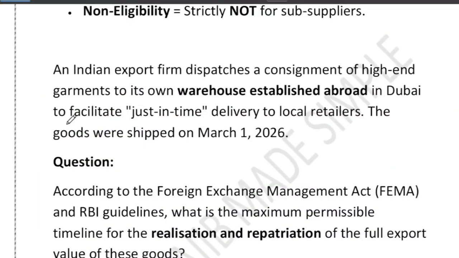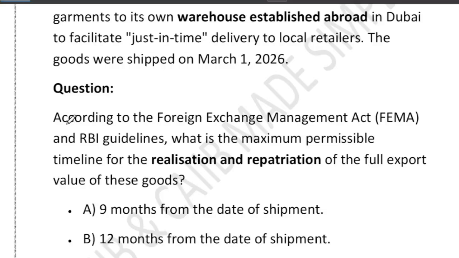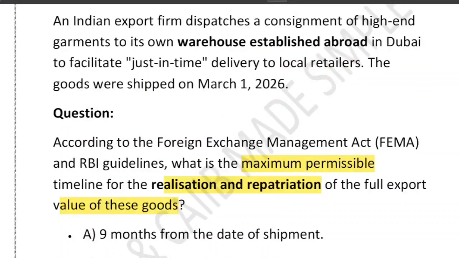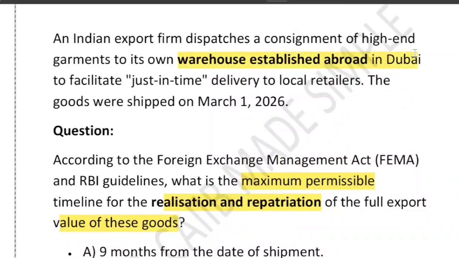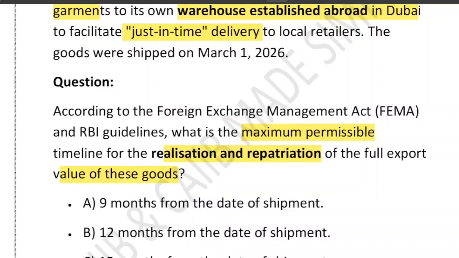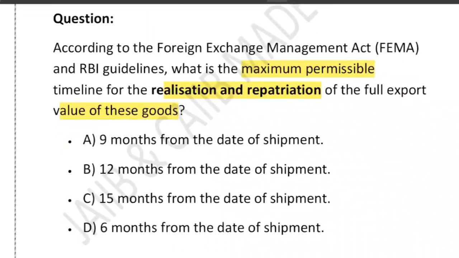Now the last question of today's session. I think this is the easiest question, and it has been asked in a previous examination. According to the FEMA Act and RBI guidelines, what is the maximum permissible timeline for realization and repatriation of the full export value of goods? Suppose an Indian exporter dispatches a consignment of high-end garments to its own warehouse established in Dubai, to facilitate just-in-time delivery. What is the maximum permissible timeline? 9 months, 12 months, 15 months, or 6 months?